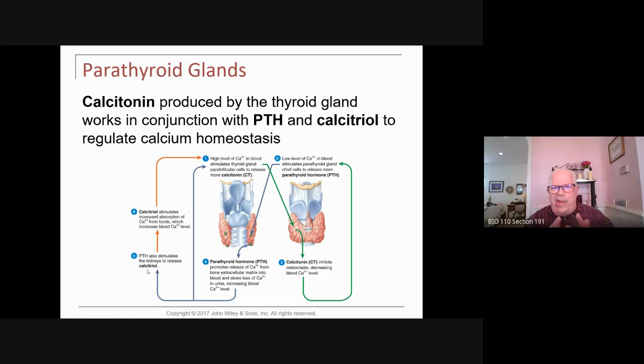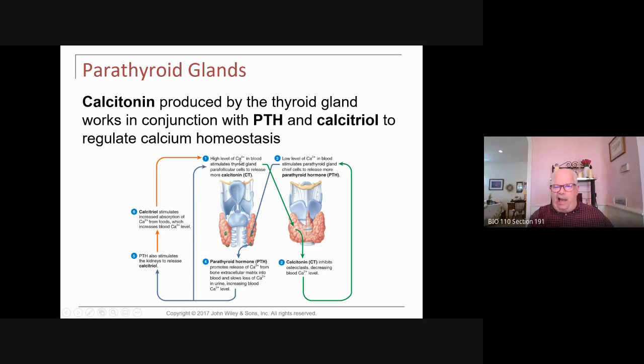So now you have three hormones that work in calcium homeostasis. You have calcitonin produced by the thyroid gland. You have PTH produced by the parathyroid glands, and you have calcitriol produced by the kidneys. All three of them regulate calcium homeostasis. So, what if you have high levels of calcium in the blood? They're too high. You have to lower it.